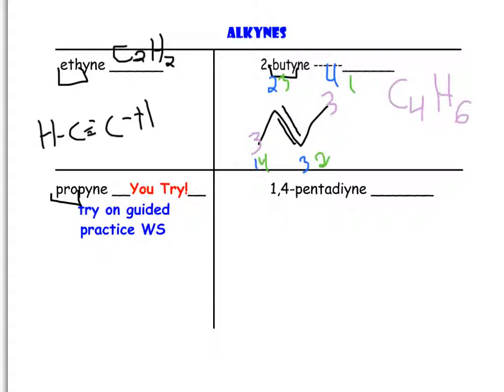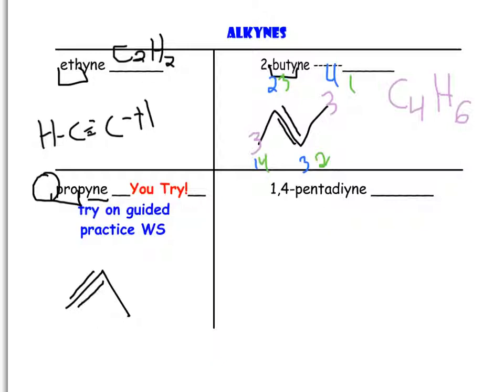So again, we have the prefix of prop, which means we have 3 carbons. Propyne means we have a triple bond. It's not indicated on being on a specific carbon number, so therefore we draw this like this. And that means that this is our first carbon. We don't need to draw the 1 there because, like often in chemistry, when it's a 1, we just ignore it. And so that was what propyne would look like.